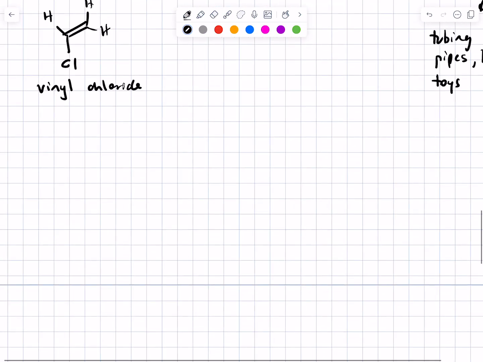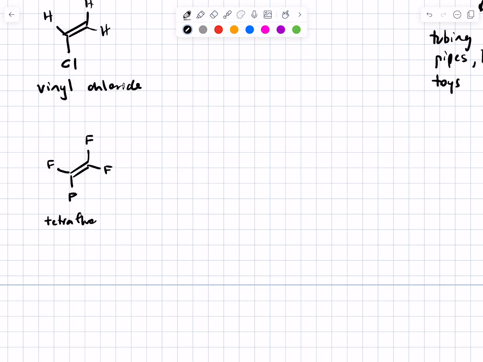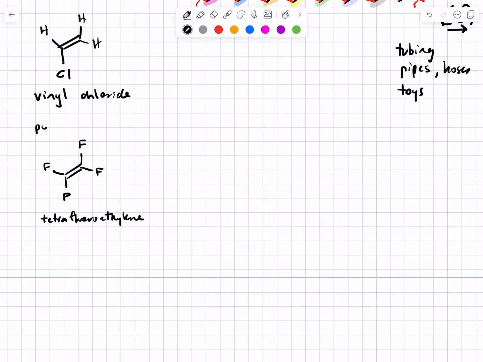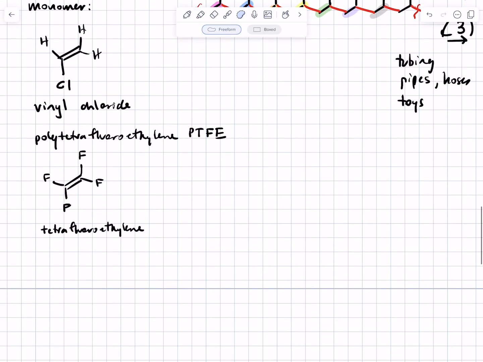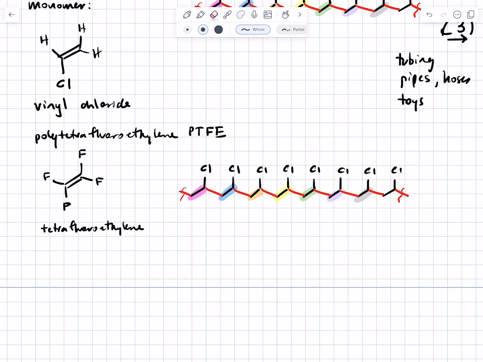Maybe just one or two more polymers. What if we replaced all four of the hydrogens of ethylene with fluorine? This then becomes tetrafluoroethylene, and the polymer is polytetrafluoroethylene, or PTFE. Drawing this is going to be annoying, because now all of the carbons have two fluorines on them.